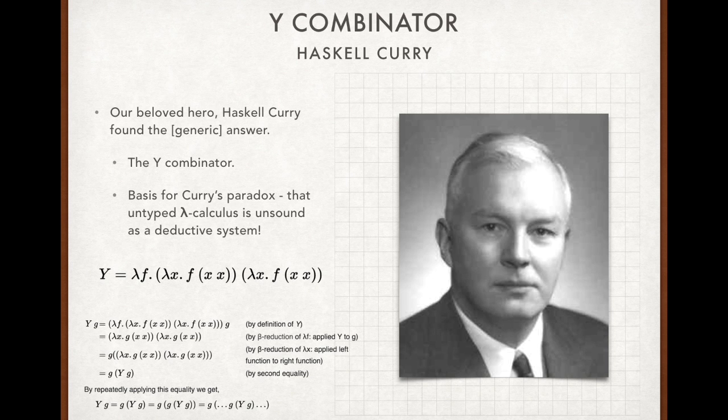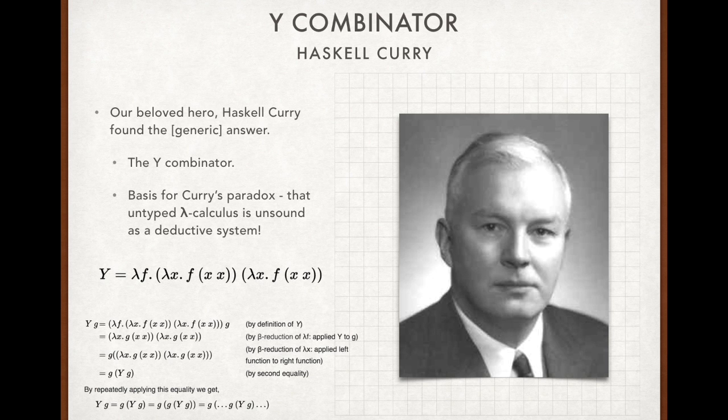And why that's significant is, well, what happens if you apply that again? Then you get g of g of Y of g, right? If you do that again, you have g of g of g, and you just keep going. So that's recursion. So you're taking this g function, basically sort of dependency injecting it into this expression, which gives you that function on the outside and applies it to itself.